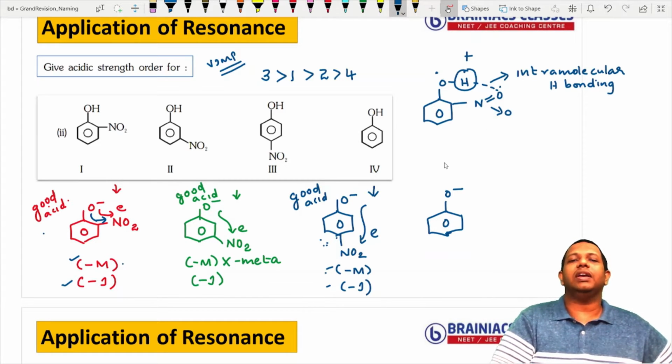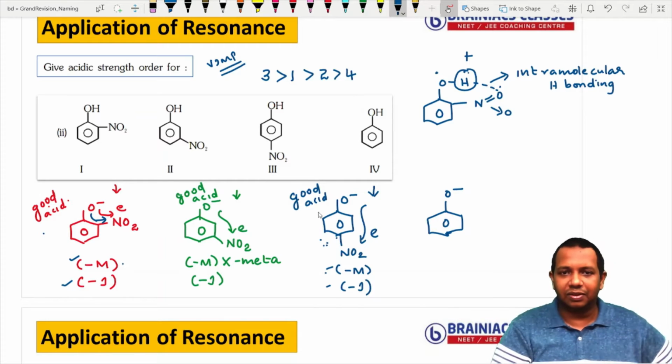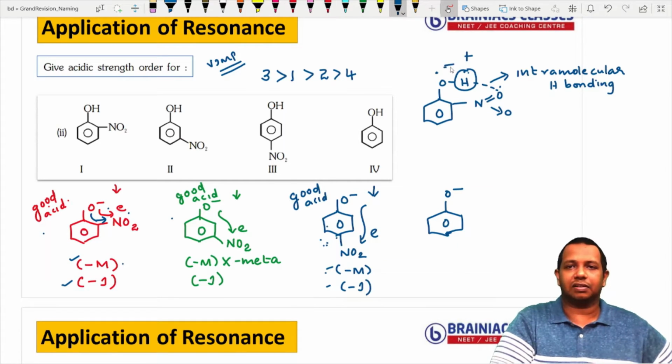So very, very important here. The reason why the third one is a better acid than the first one is that intramolecular hydrogen bonding in the first species is preventing the compound from removing the H plus. That's the reason why third one is much better. But don't think that in first one and second one intramolecular is present. No, intramolecular hydrogen bonding is a weak bond. So for comparing 3 and 1 only we will consider this factor.